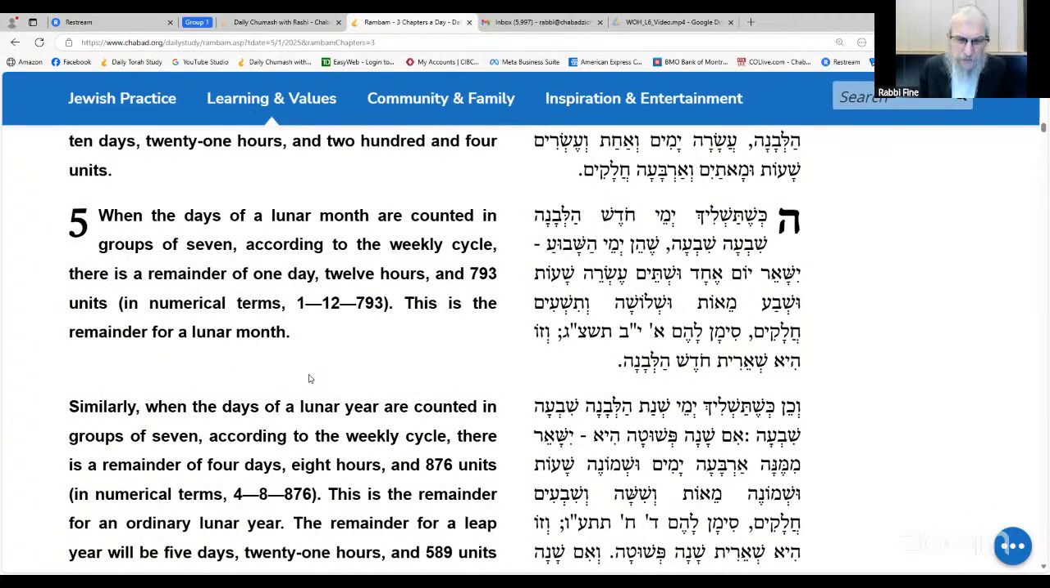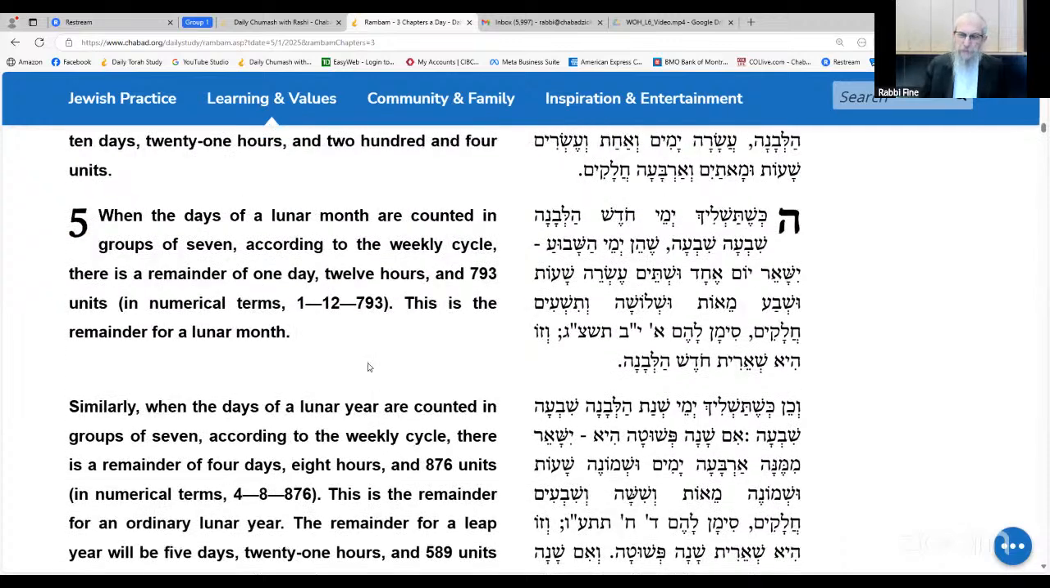When the days of the lunar month are counted in groups of 7, meaning the weekly cycle, there's a remainder of 1 day, 12 hours, 793 units. Because 7 times 4 is 28, so you have 28 days, and what do you have left from our calculation? 1 day, 12 hours, 793 units. This is the remainder for the lunar month.